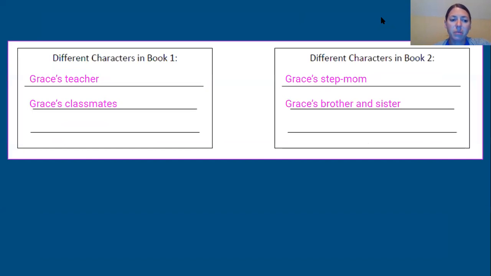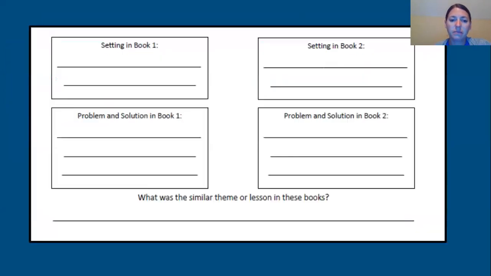Grace's teacher was in book one, and Grace's classmate was in book one, which was Amazing Grace. Different characters in book two for Boundless Grace were Grace's stepmom and Grace's brothers and sisters.